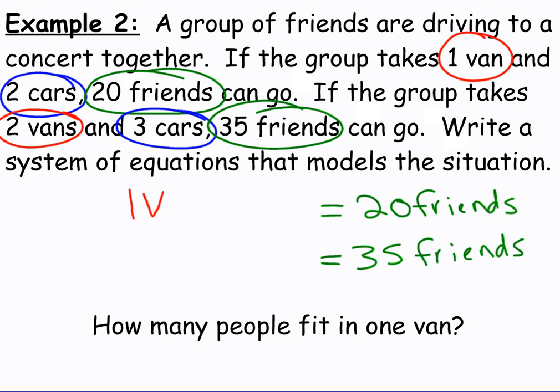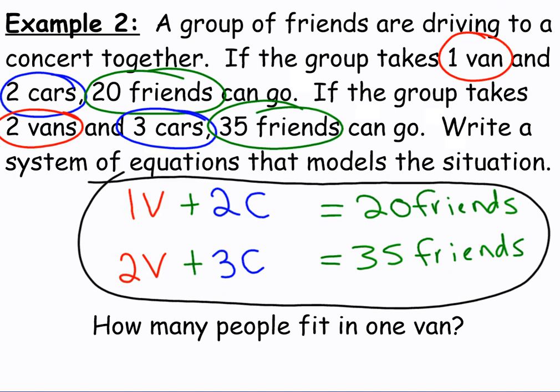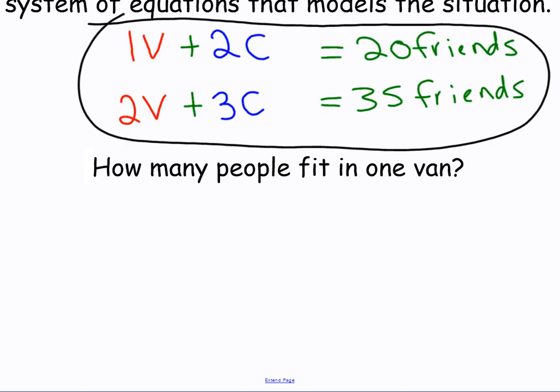One van and two cars, when they're added together, it's 20 friends. If I had two vans and I had three cars, adding those together, I can have 35 friends go. And there you have it, is our system of equations to model the situation of taking our friends to the concert in different types of vehicles. Now the question becomes, how many people can fit in one van? Pause the video now as you solve the system of equations. Press play to go over your answer.